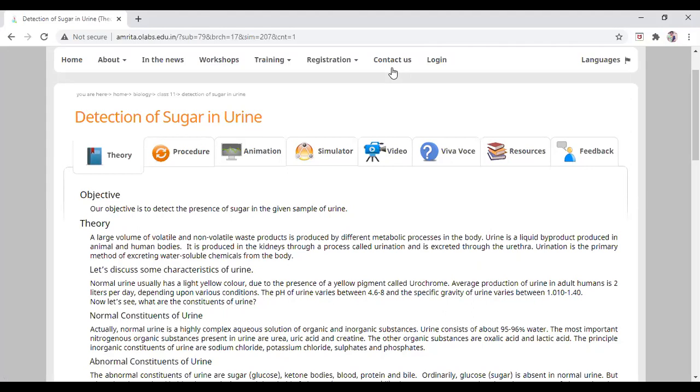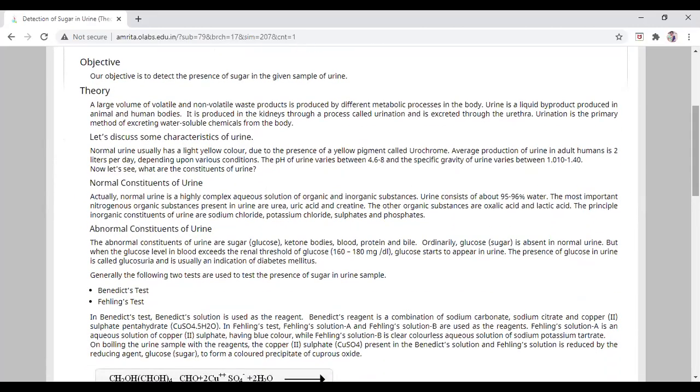Okay, so urine is the waste product which is formed after the filtration of the blood. It contains various waste things. But when any patient is suffering from a condition known as diabetes, then that patient is releasing sugar in the urine. So our objective is to detect the presence of sugar in the given sample of the urine.